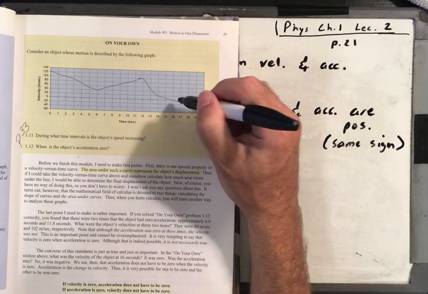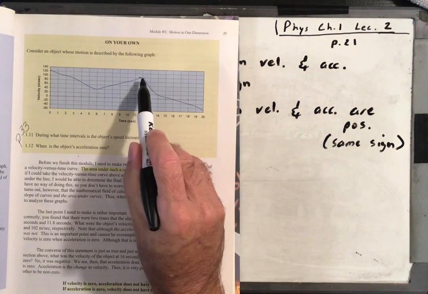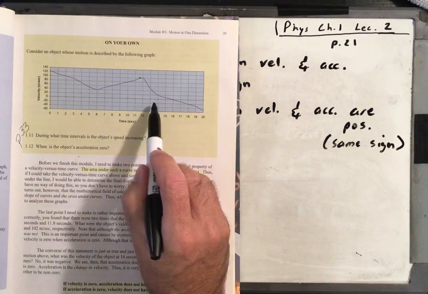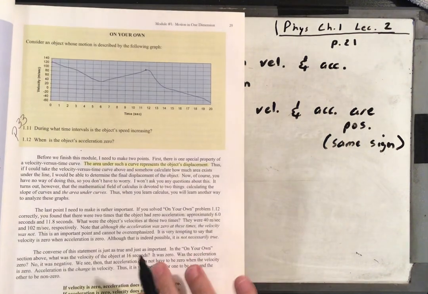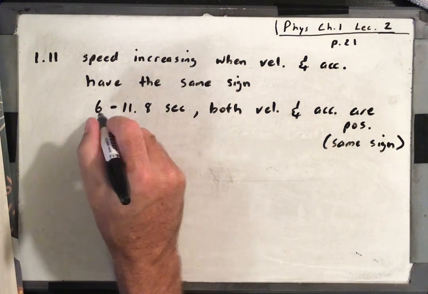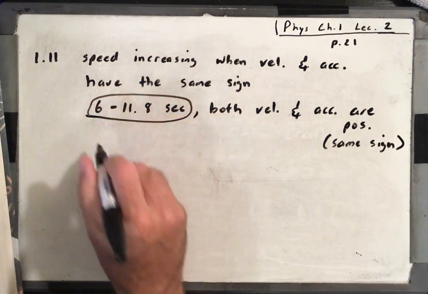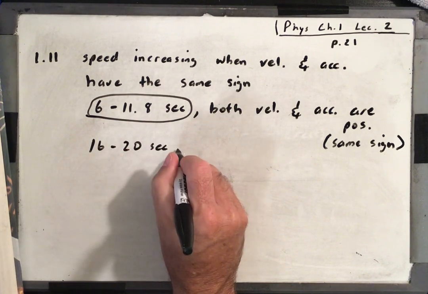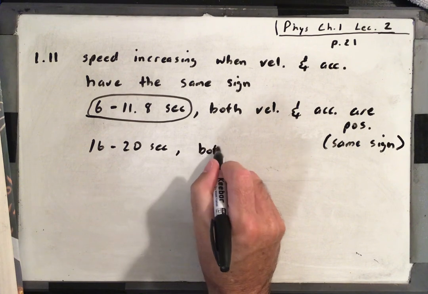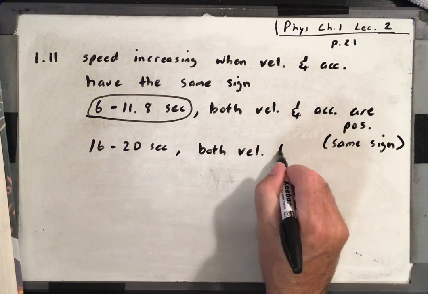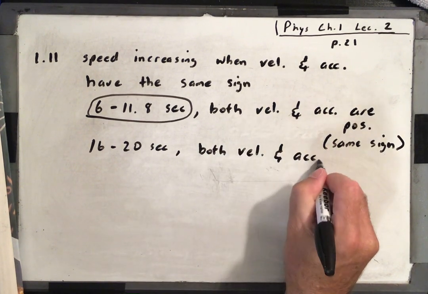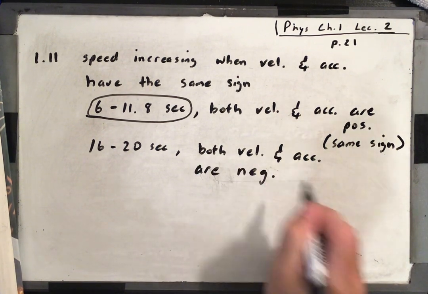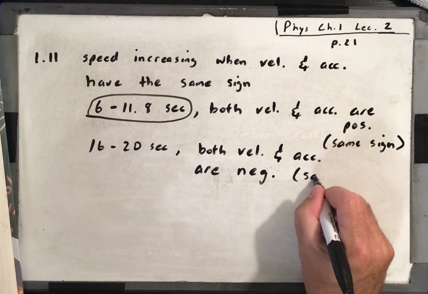All right, how about from about 11.8 to 16 seconds? Acceleration's negative, but velocity is positive, so it's slowing down there. But then from 16 to 20 seconds, so we know that's part of the answer, both velocity and acceleration are negative. They have the same sign.